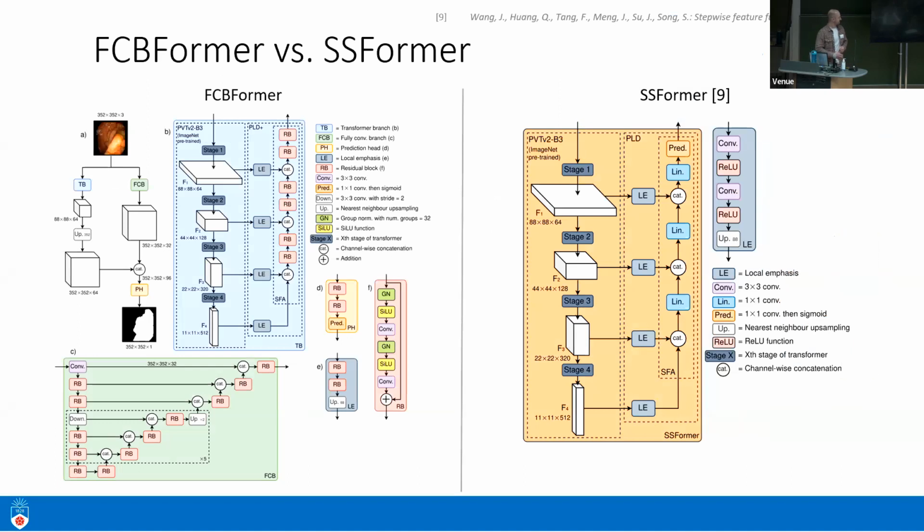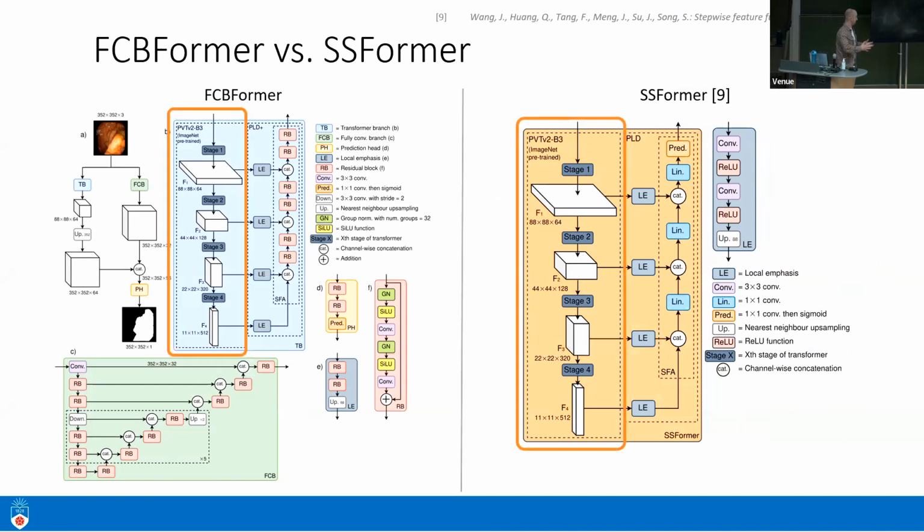So to draw the distinctions between FCB former and SS former, we first of all have the same image encoder. The reason behind using the pyramid vision transformer is that it's designed to be a robust encoder for dense prediction, and so it's very suitable for this task. And so we stick with that.